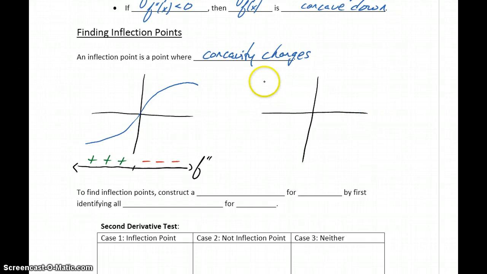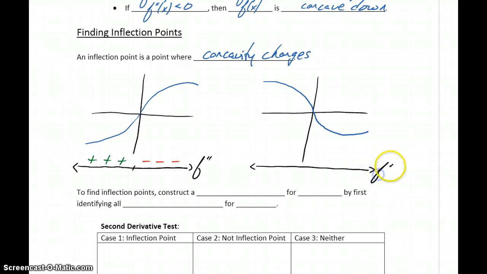Or similarly, we could have a curve that starts off being concave down and then changes to being concave up. So what we would see again are values where the second derivative is positive, values where the second derivative is negative. So since our concavity changed from negative to positive, again, we'd have an inflection point here. So what we're looking for is where is our graph the upside down bowl shape and where is it that right side up bowl shape.